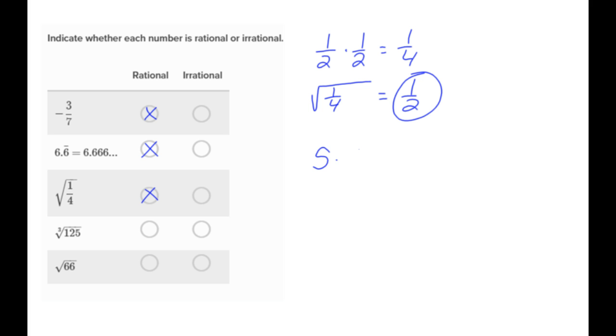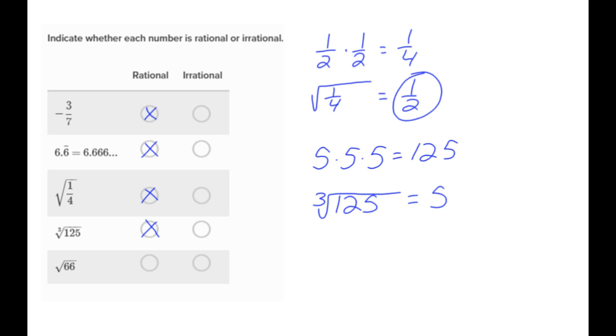But what is 1/2 times 1/2? That is 1/4. So the square root of 1/4 is equal to 1/2. 1/2 is rational. So that one is rational. The cubed root of 125, 5 times 5 times 5 is equal to 125. So the cubed root of 125 is equal to 5. 5 is rational, so the cubed root of 125 is rational.